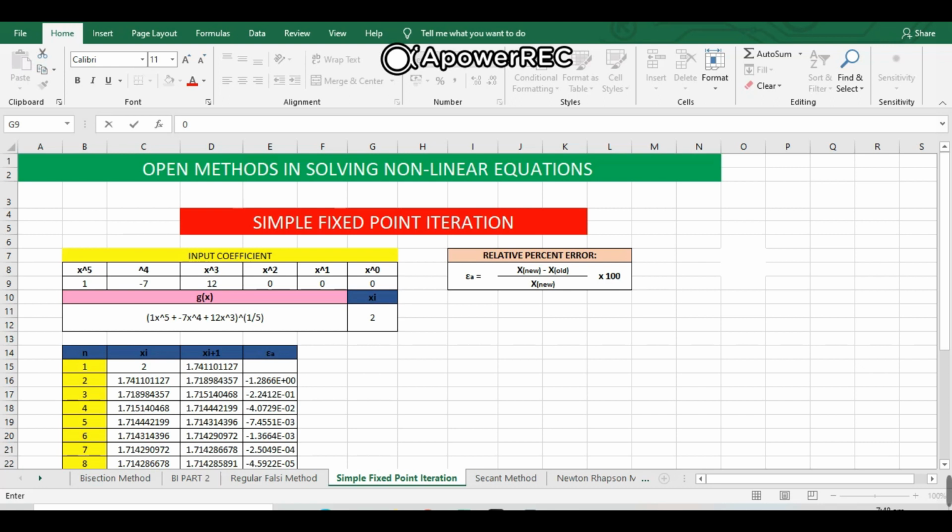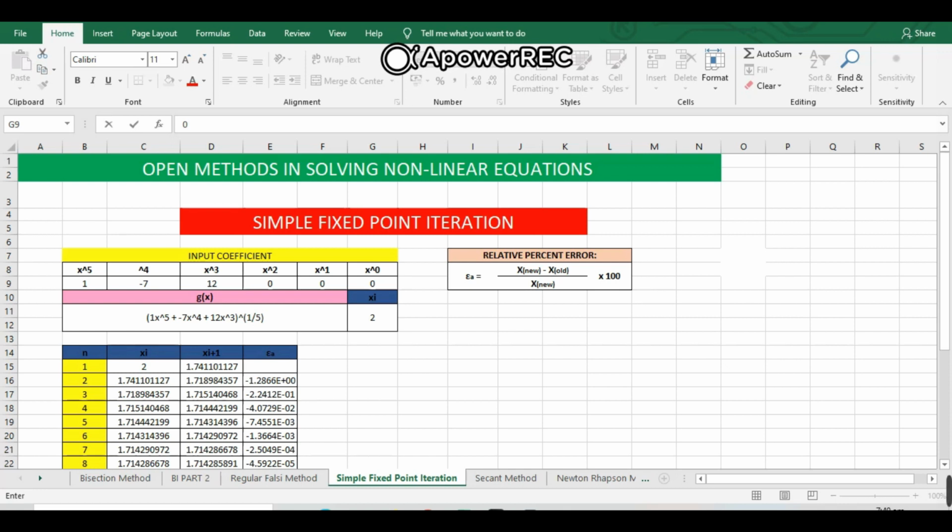Discussing open methods in solving nonlinear equations using simple fixed point iteration. The idea of this method is to first reformulate the equation into an equivalent fixed point problem, such that f(x) equals 0 becomes x equals g(x). And then, to use the iteration with the initial guess x sub 0, choose and compute a sequence x sub n plus 1 equals g of x sub n.